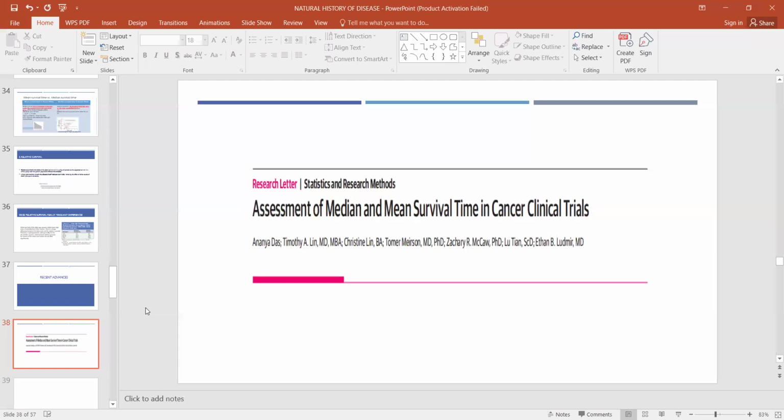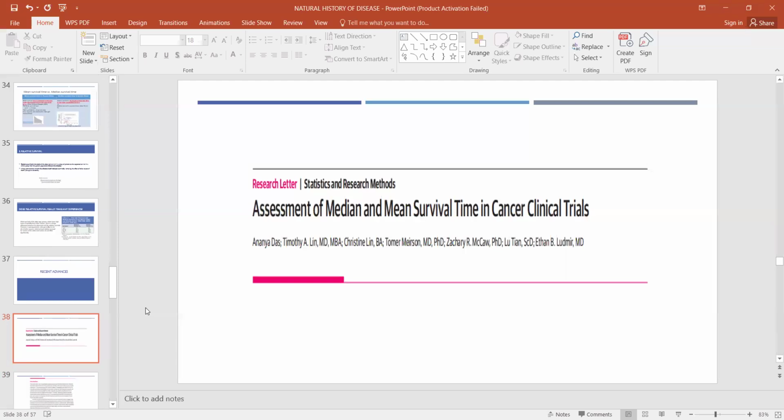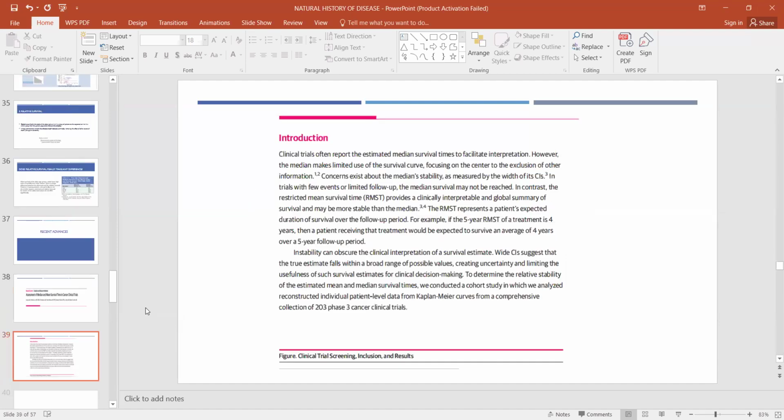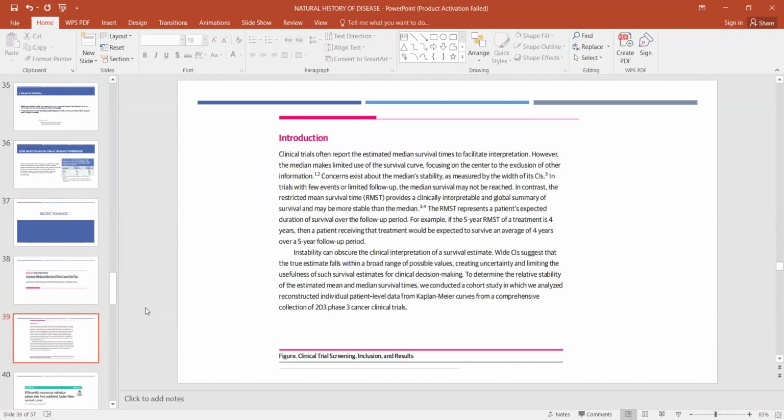Now, recent advances. This is an article, assessment of median and mean survival time in cancer clinical trials. Clinical trials often report the estimated median survival time to facilitate interpretation. However, the median makes limited use of the survival curve, focusing on the center to the exclusion of other information. Concern exists about the median's stability, as measured by the width of the confidence limits, in trials with few events or limited follow-up. The median survival may not be reached.